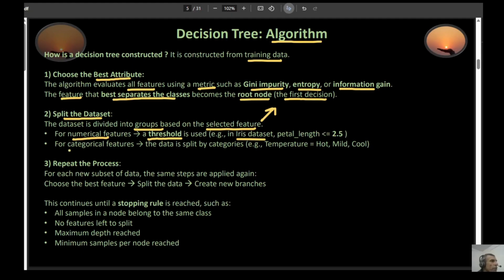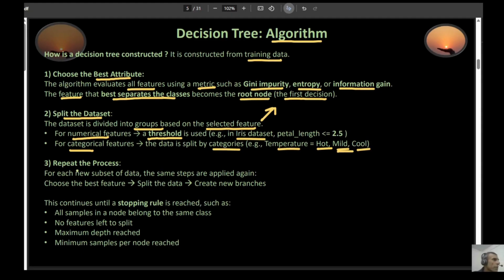Now, on the other hand, if you have categorical features, in this case your data would be split by categories. For example, your temperature could be hot, mild, cold. If your temperature is hot, you put them on one side. If your temperature is mild, you put them in a different group. If the temperature is cool, you put that data in a different group.